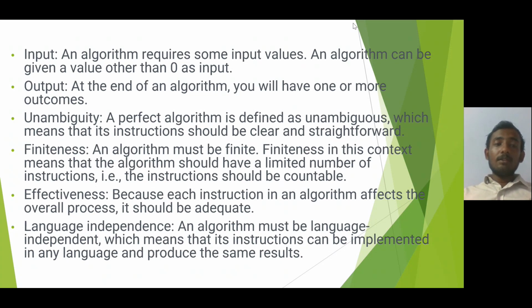Unambiguity. The perfect algorithm is defined as unambiguous, which means that its instructions should be clear and straightforward. There should be no confusion between the statements so that it becomes unambiguous and easily readable by common people. Finiteness. An algorithm should be finite. Finiteness in the context means that the algorithm should have limited number of instructions. Instructions should be countable. For example, a looping statement which cannot be ended is not considered as a finite program.